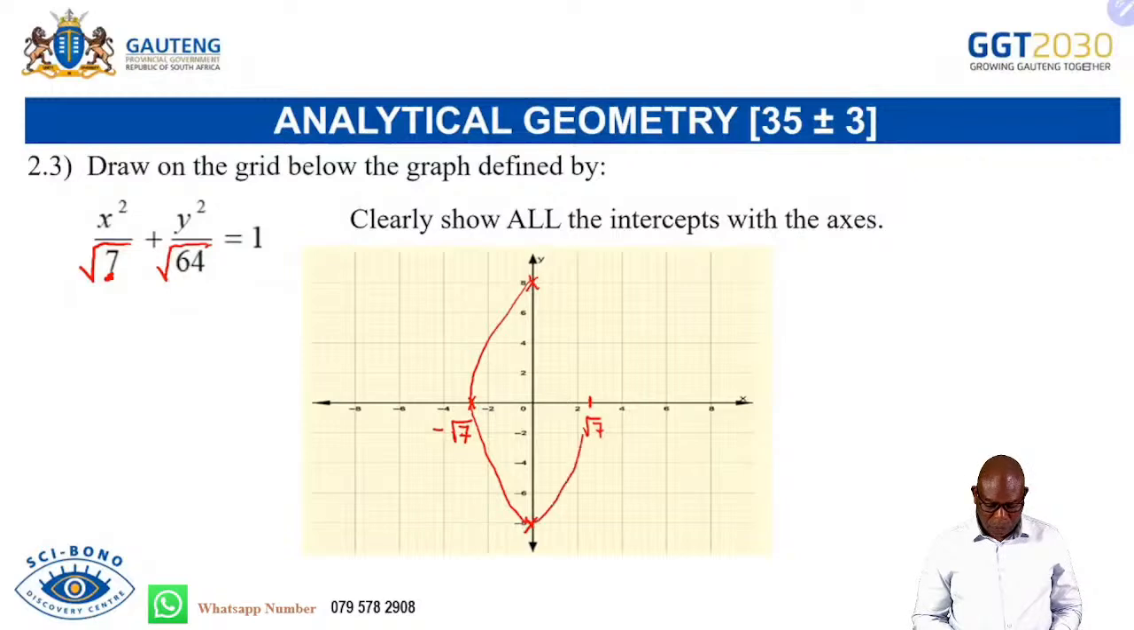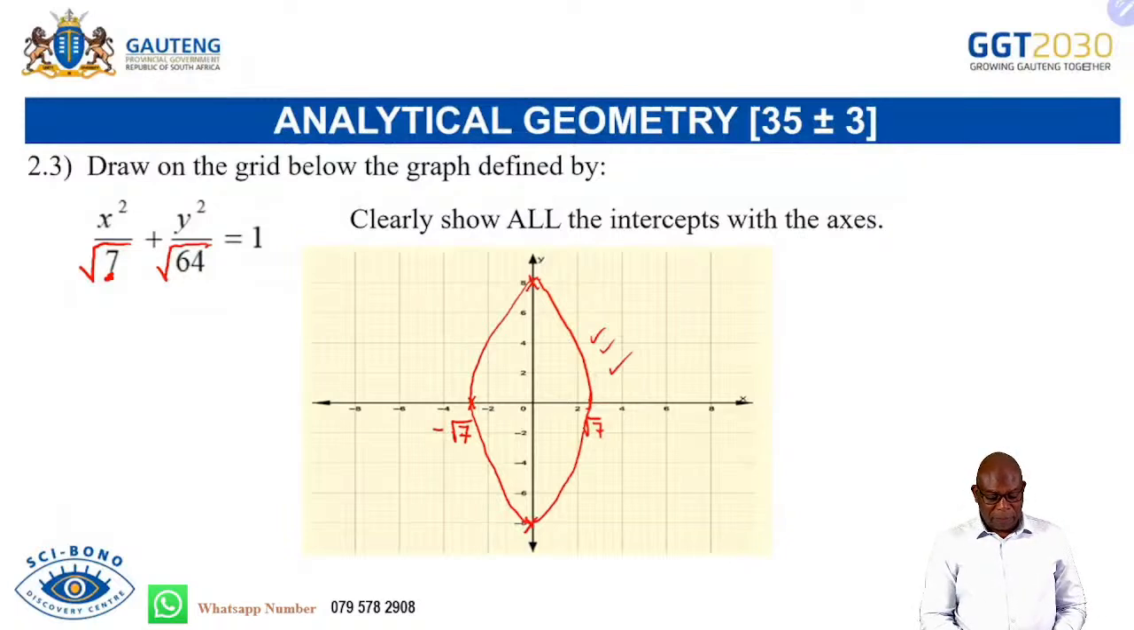Connect those points without using a ruler. Then you have your 3 marks. That's as simple as that. The 1 mark will go for the shape. The 1 mark will go for the x-intercept, 1 mark will go for the y-intercept. So these are 3 marks.